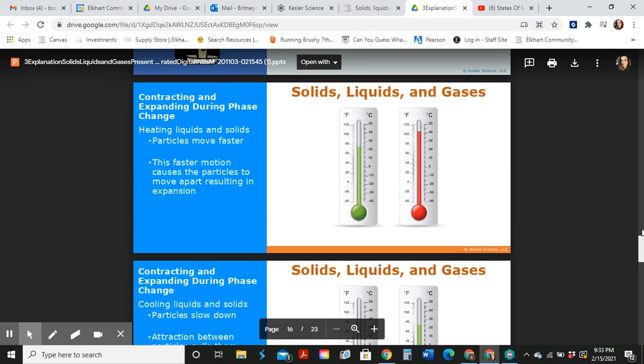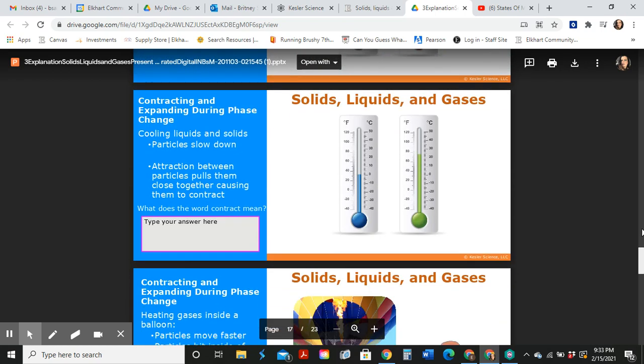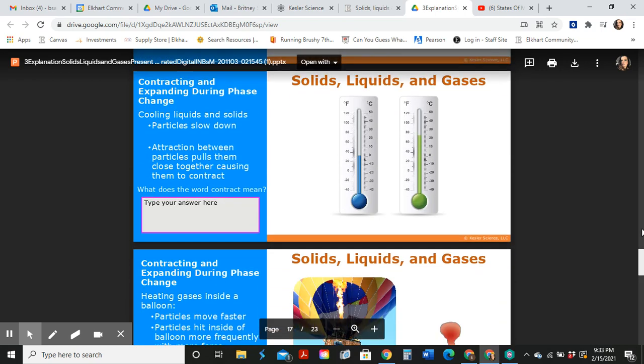Contracting and expanding during phase change. Heating liquids and solids: particles move faster. This faster motion causes the particles to move apart, resulting in expansion. Cooling liquids and solids: particles slow down, and the attraction between the particles pulls them closer together, causing them to contract. What does the word contract mean? Write your answer down below.